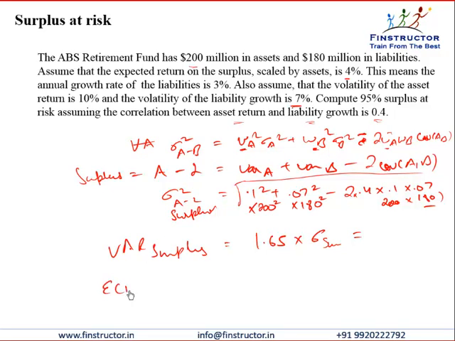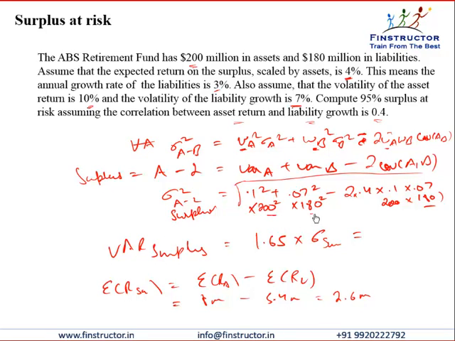The expected return on the surplus can again be calculated as the expected return on the assets minus the expected return on the liabilities. So expected return on the assets is given to be 4% into 200 million, that is 8 million, minus the expected return on the liabilities, which will be 3% into 180 million, that is 5.4 million. So the expected return on the surplus comes out to be 2.6 million.